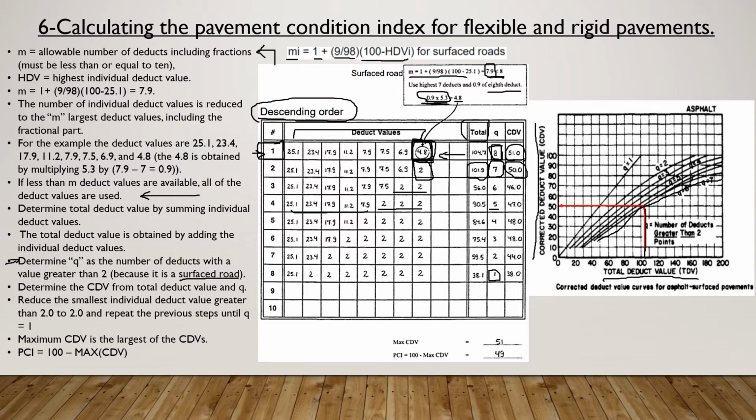The PCI for this sample is equal to 100 minus the maximum corrected deduct value. So the maximum corrected deduct value here is 51. That was the first value. 100 minus 51 is equal to 49, and that is our PCI for this sample. Similar procedures are used in the rigid pavement, and I will provide an example for rigid pavements in the next videos.